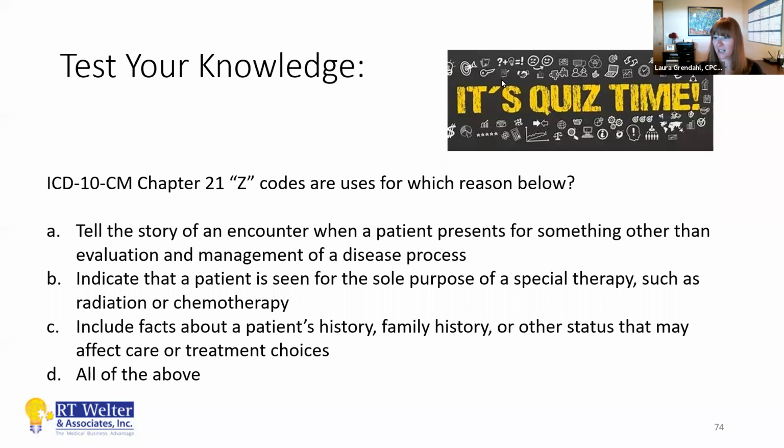question we have here is going to be ICD-10 Chapter 21 or Z codes are used for which reason below? They tell the story of an encounter when a patient presents for something other than evaluation and management of a disease process. Indicate that a patient is seen for the sole purpose of a special therapy, such as radiation or chemotherapy. Include facts about patient's history, family history, or other status that may affect care or treatment choices, or D, all of the above.